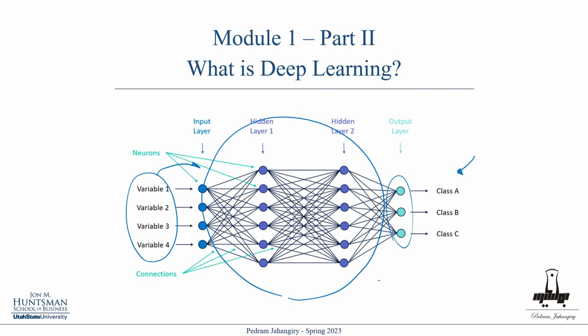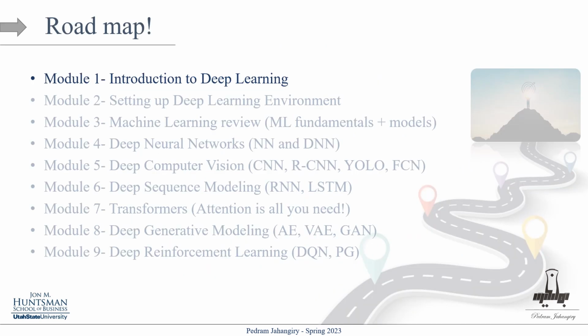So the output is going to be class A, class B, class C. In the stock market, you can think of it as buy, sell, hold. Or if it is image recognition, you can think of it as different classes, like dog, horse, cat. So this is, naively speaking, what's going on: give some inputs, do something to them, and then generate some outputs. Now let's look into the details. Remember, this is part of module 1, which was the introduction to deep learning.